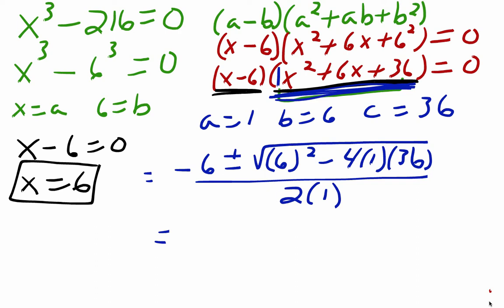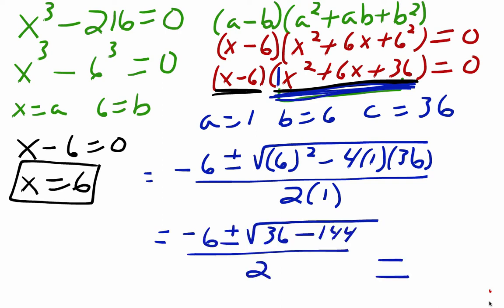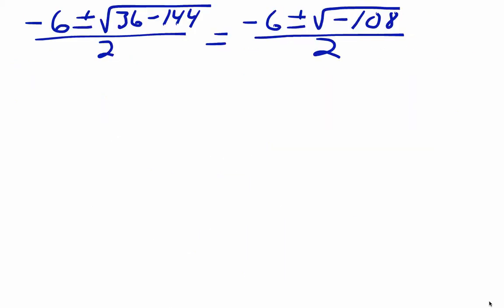Alright, so you can see I substituted the a, b, and c into the quadratic formula. You can go back if you need to see what the quadratic formula is. And so now I'm just going to solve it. So I have negative 6 plus or minus, and 6 squared is 36, and 4 times 1 times 36 is 144, all over 2. I'm going to go to the next slide to give me some room to solve this. Alright, so I got negative 6 plus or minus the square root of negative 108, because that's what 36 minus 144 is, all over 2.